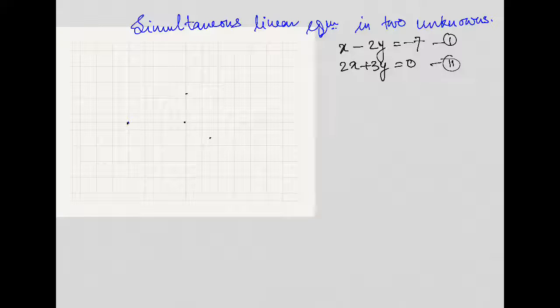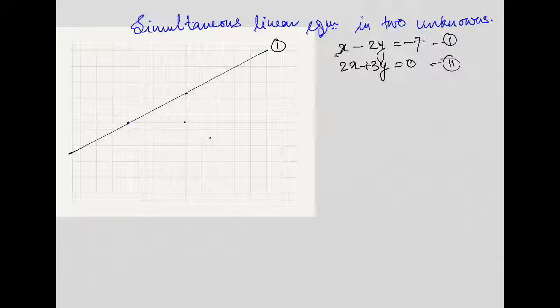For the first one, to find the y-intercept, I am placing x equals 0. So I am having y is 7 by 2, means 3.5. I already traced it over here. And for the x-intercept, I am putting y equals 0 and finding that x equals minus 7. So joining these 2 points and extending on both sides, I am having this line. That is my first equation.